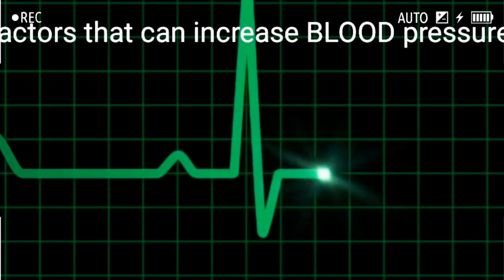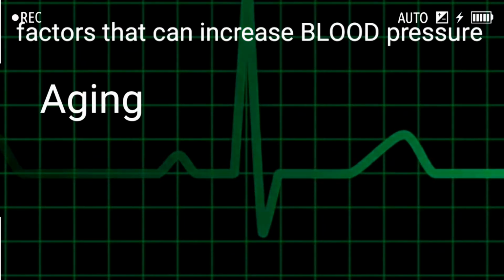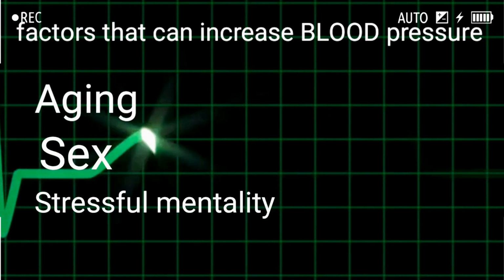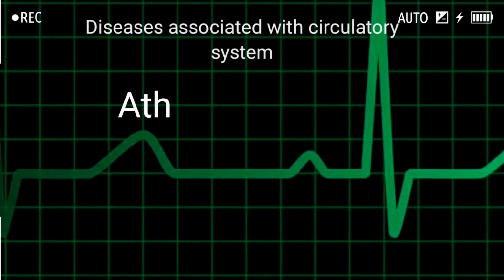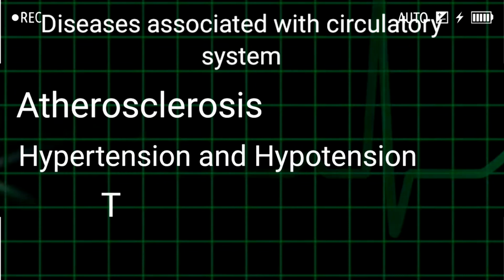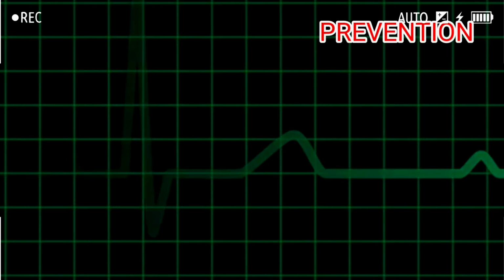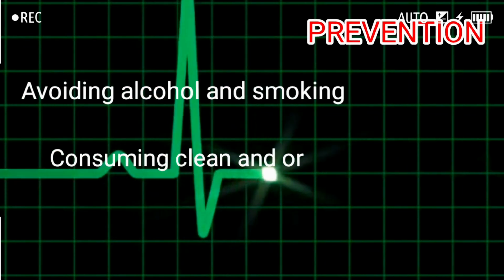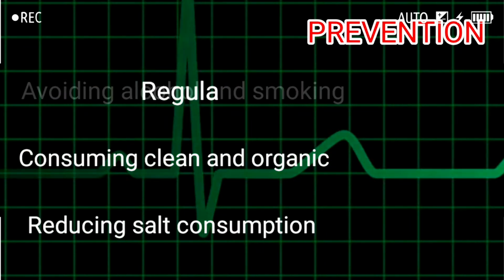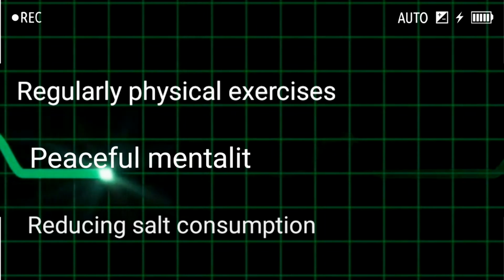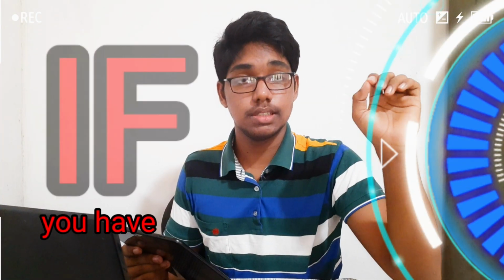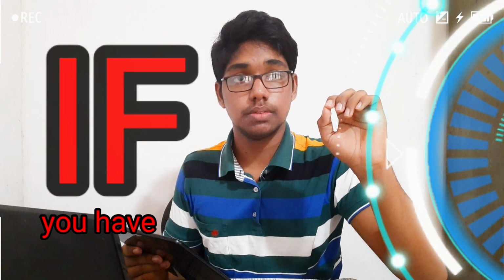But this pressure can increase in some instances like aging, sex, stressful mentality, and some diseases. Atherosclerosis, hypertension, hypotension and thrombosis are some common diseases associated with this system. By avoiding alcohol and smoking, consuming clean and organic food, reducing salt consumption, regular exercise, and a peaceful mental status, one can have a healthy circulatory system. And also, if you have a family history of such diseases, you need to be more careful.